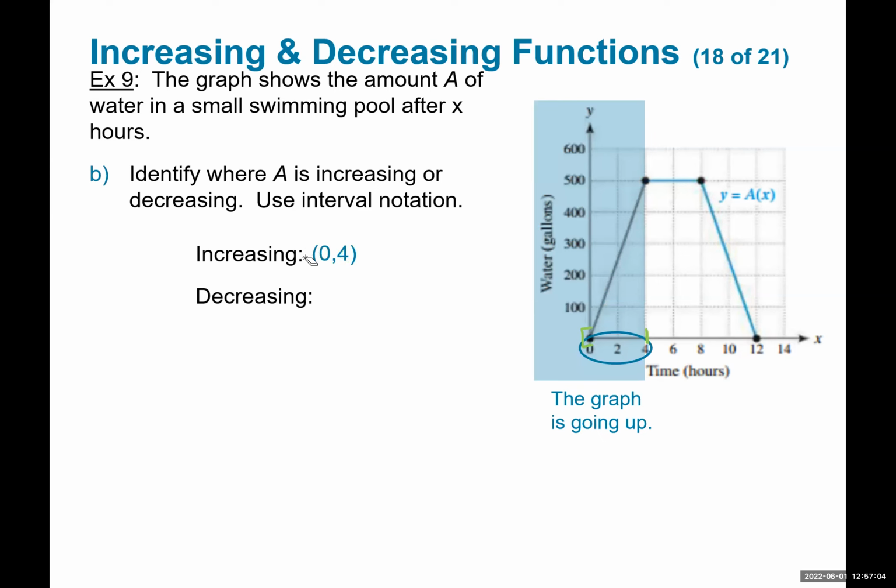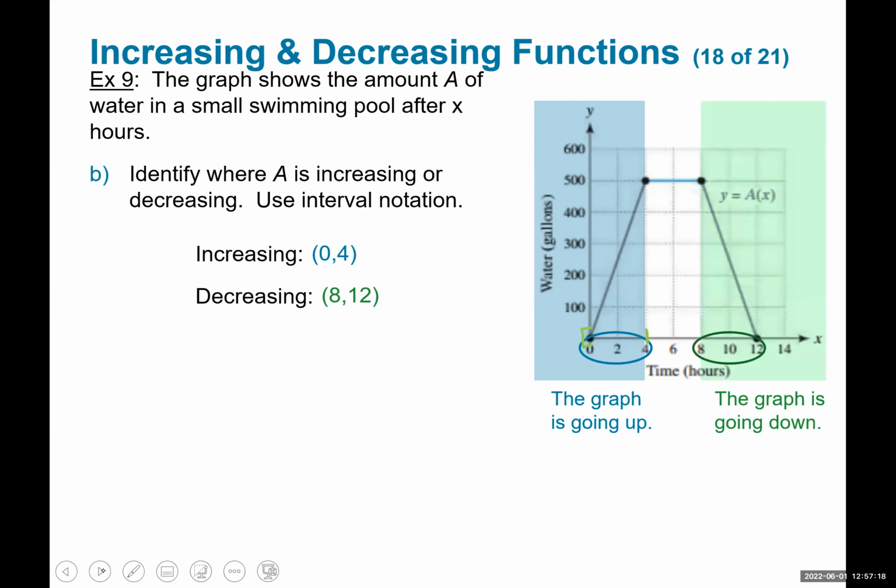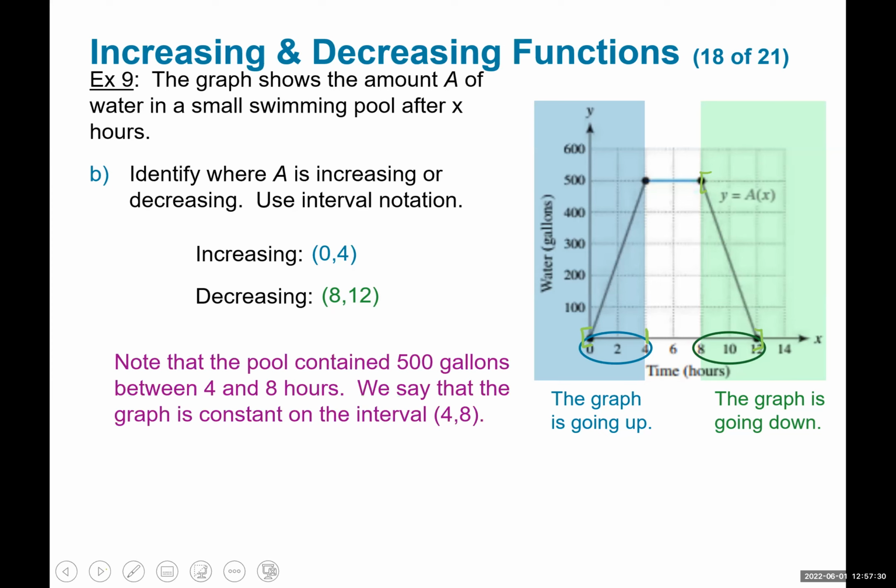This thing gives us soft brackets, and I think that's kind of weird. But I would have put hard brackets if I were you. If I was doing this problem as a student, yeah, I'd put hard brackets. It's decreasing from 8 to 12. Again, I would have hard brackets. Okay. Note that the pool contained 500 gallons between 4 and 8 hours. And that's when we would say that the interval is constant.